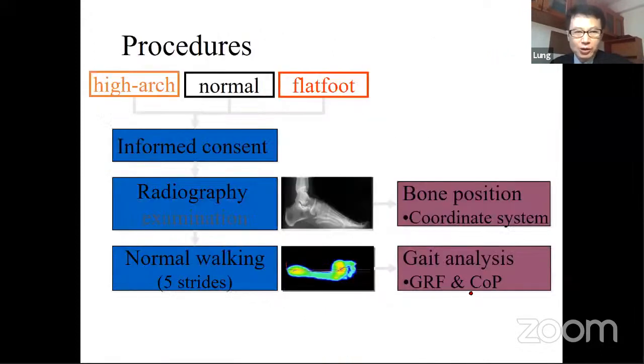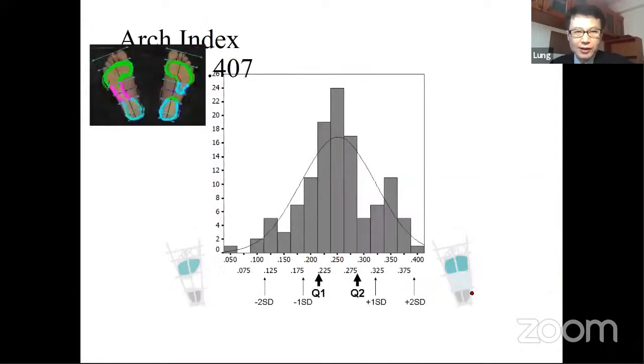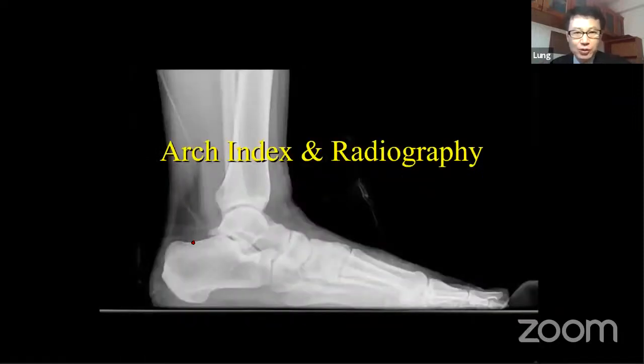Okay. Then I use the procedure to do it. First, we use the scanner, just an office scanner device that you can use in your office. Put your foot on it and scan it, and then we can easily detect the arch index Q1, Q2. For example, this one is a flat foot, this one is a high arch.